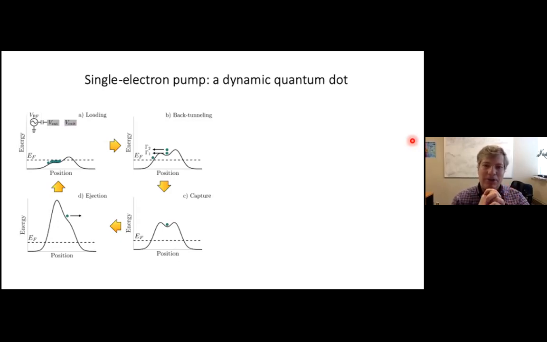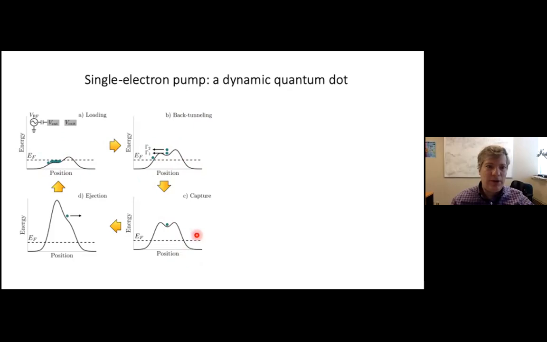Here I'm schematically representing a 1D potential, which you can think of as a 1D cross-section of a dot potential. This is a dynamic potential because at least one of the gate voltages controlling the potential is being varied at high frequency, hundreds of megahertz, even up to a gigahertz. Now we can split the cycle into 4 parts. The first step is loading, where you lower the left tunnel barrier and essentially scoop up electrons into the dot. Then in the second step, you start to raise the left tunnel barrier, and in that process, some electrons tunnel back to the left reservoir.